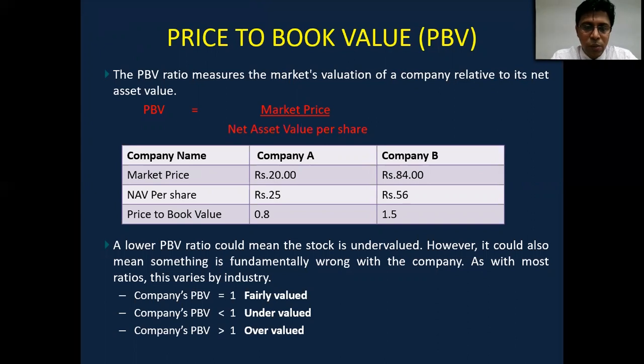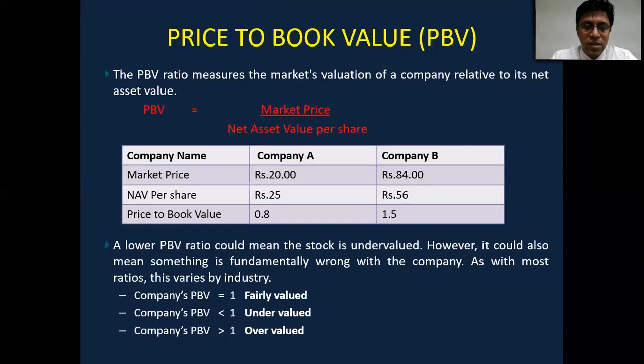You will see company A's PBV is less than 1 and company B's PBV is more than 1. What that means is company A's market price is 0.8 times its net asset value or 20% lesser than its net asset value, while company B's market price is 1.5 times its net asset value or 50% higher than its net asset value. Clearly, company A is the cheaper one to go for.